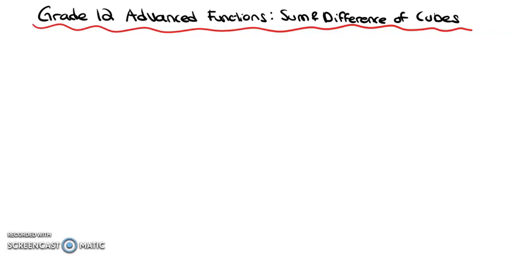Today we're going to be tackling the grade 12 advanced functions math concept known as the sum and difference of cubes. So let's get started.